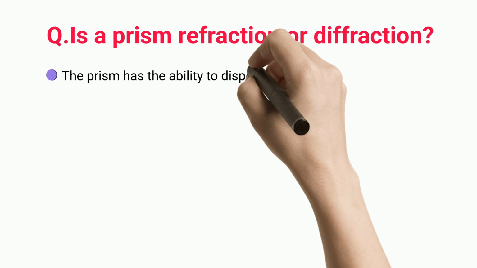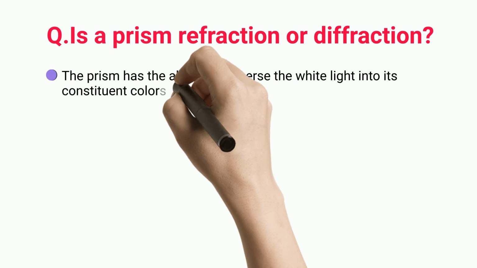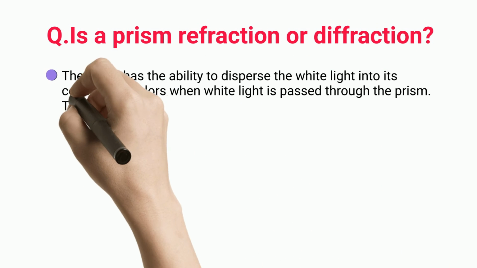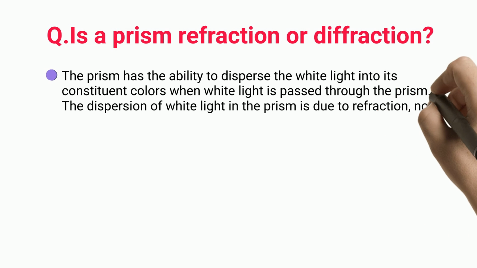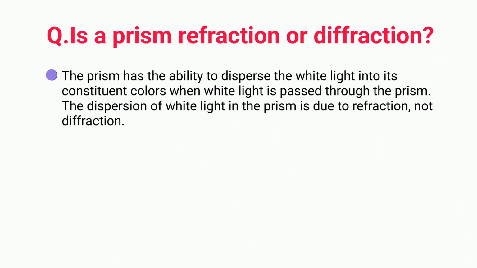Is a prism refraction or diffraction? The prism has the ability to disperse white light into its constituent colors when white light is passed through the prism. The dispersion of white light in the prism is due to refraction, not diffraction.